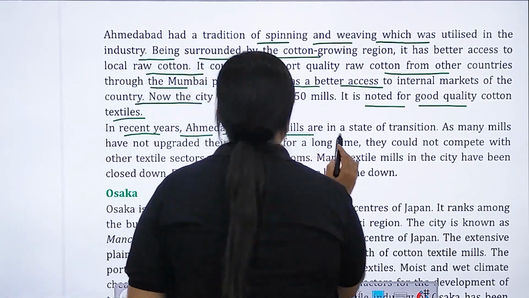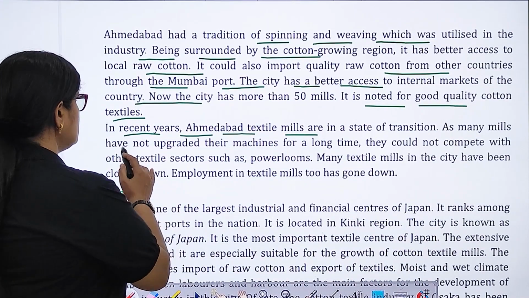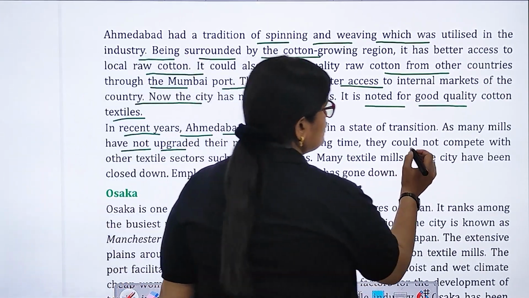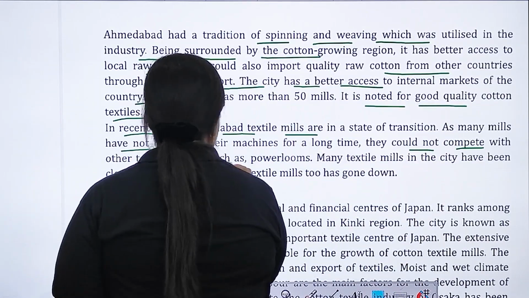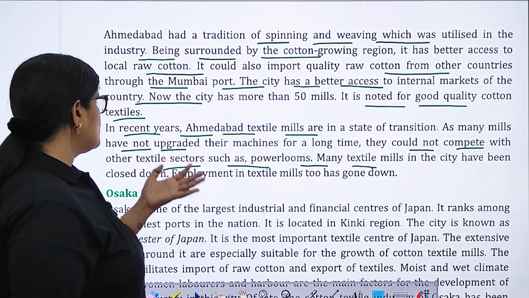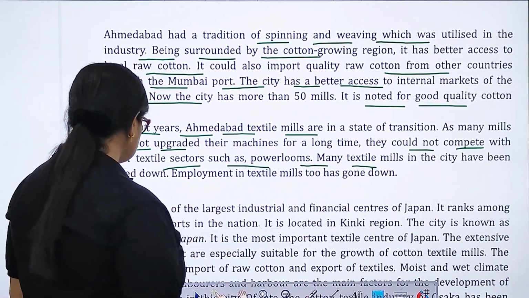In recent years, Ahmedabad textile mills are in a state of transition as many mills have not upgraded their machines. For a long time, they could not compete with other textile sectors such as power looms. Many textile mills in the city have been closed down. Employment in textile mills too has gone down.